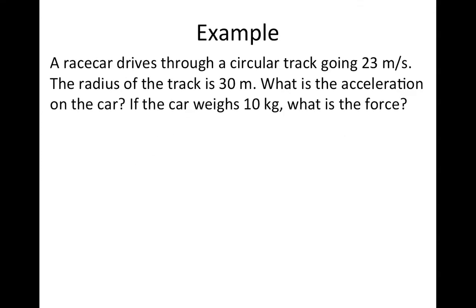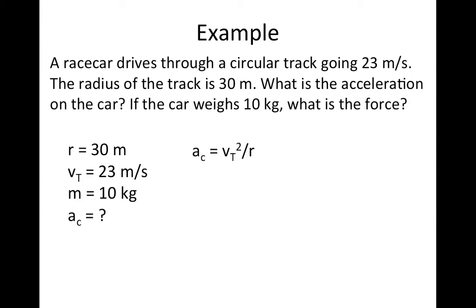A race car driver drives through a circular track going 23 meters per second. The radius of the track is 30 meters. What is the acceleration on the car? And then if the car weighs 10 kilograms, what is the force? So let's look at our givens. They gave us that the radius is 30 meters. We know his tangential velocity, or at least the speed that he's going on the outer edge of the track, is 23 meters per second. We know that the mass is 10. And we want to know centripetal acceleration first, and then force.